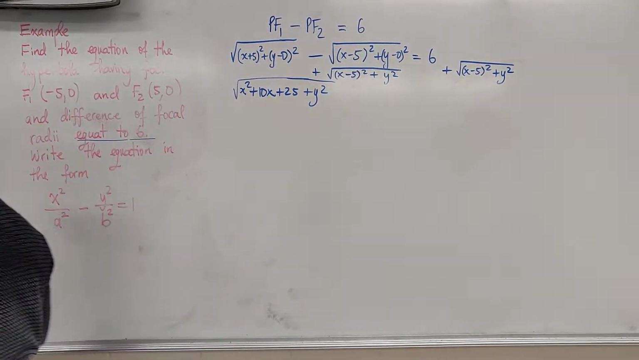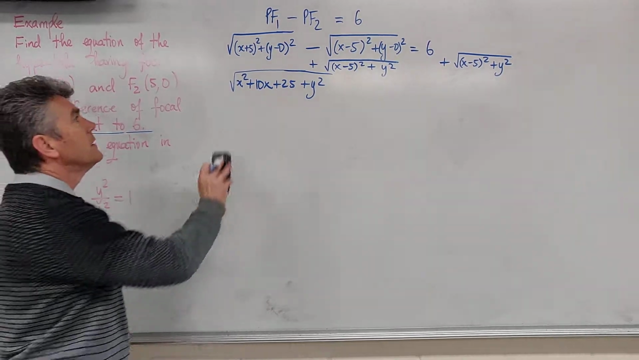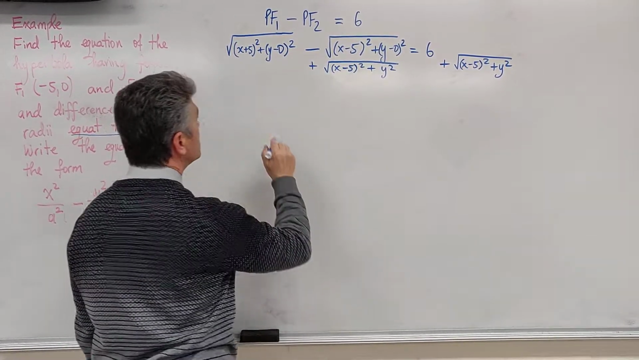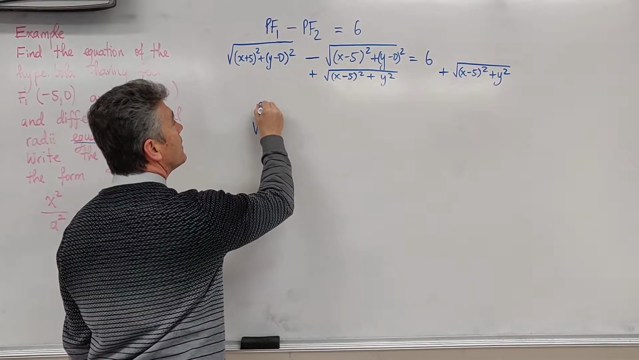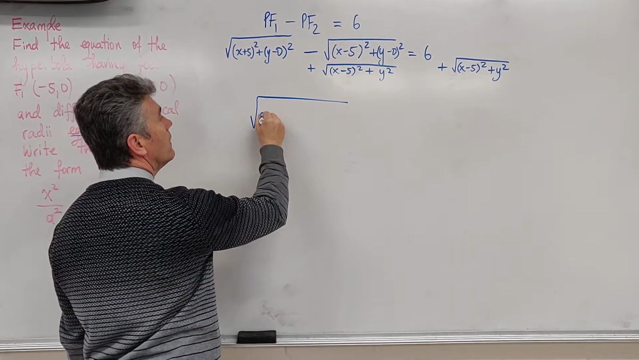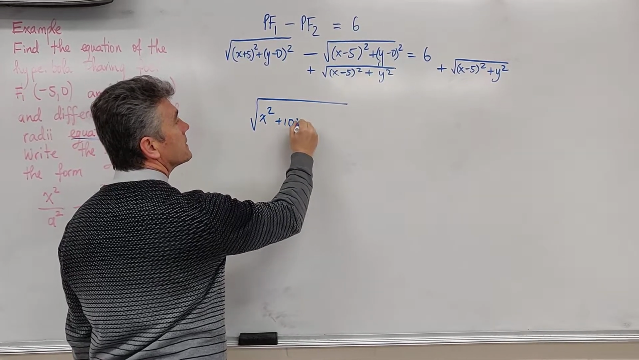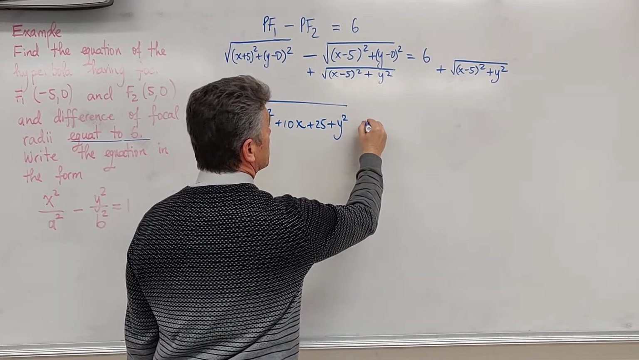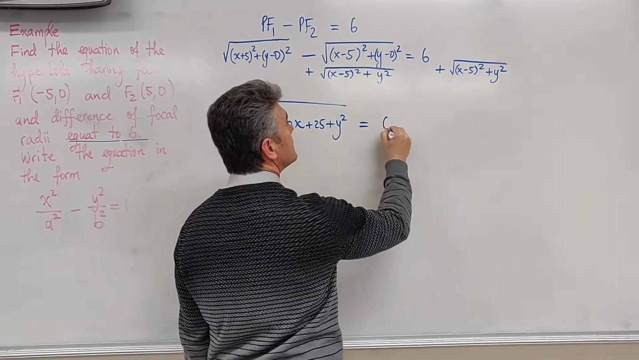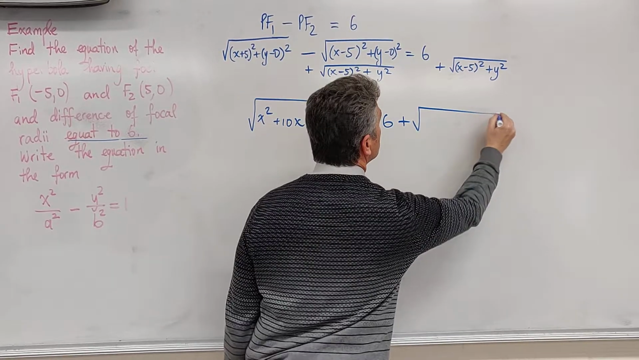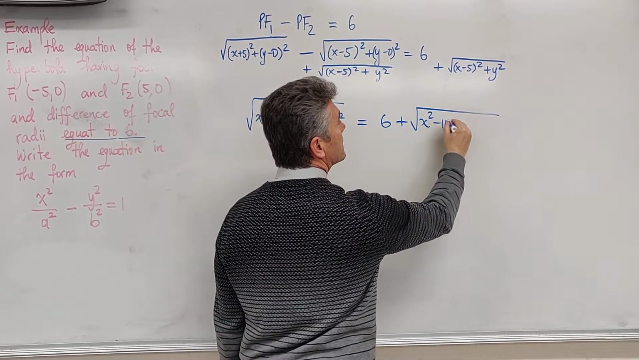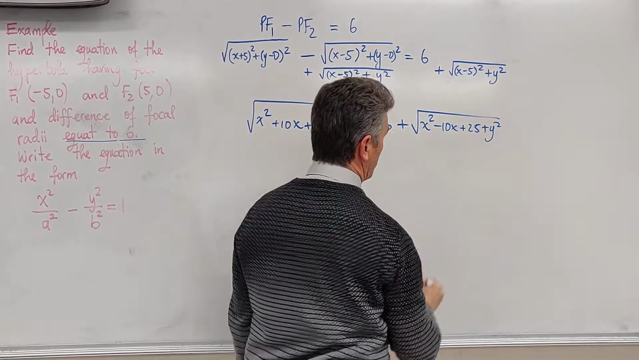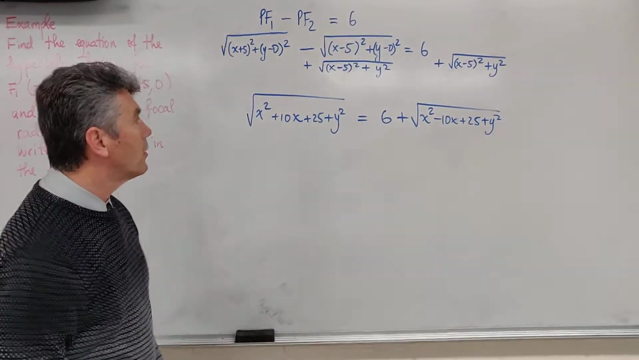Let me erase a little bit because we're getting too crowded, and when everything is crowded, it's harder to understand. So on the left side we have the square root of x squared plus 10x plus 25 plus y squared. On the right side we have 6 plus the square root of x squared minus 10x plus 25 plus y squared. We're now going to square both sides.